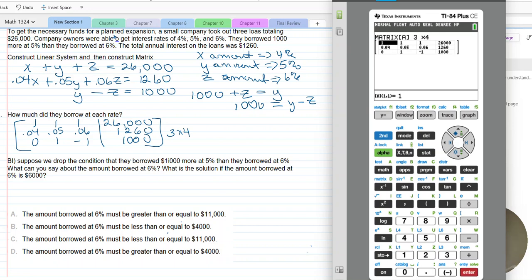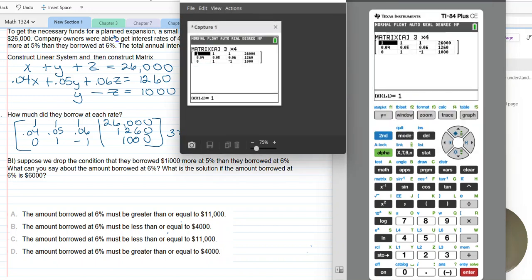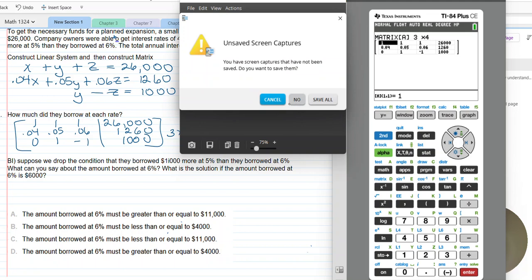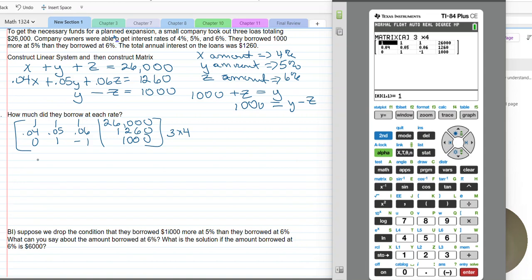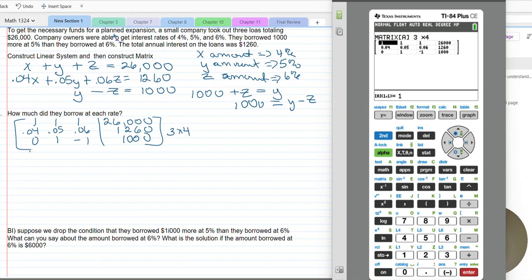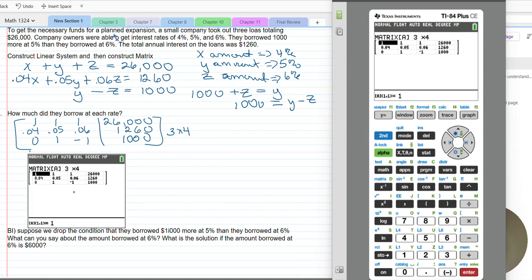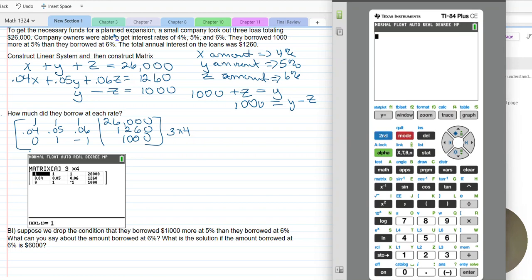Right. So let me capture that screen. Okay, so there is all of that matrix entered. So I'm going to go on my home screen and I'm going to go second matrix, math, REF, and enter second matrix A. All right, and enter.